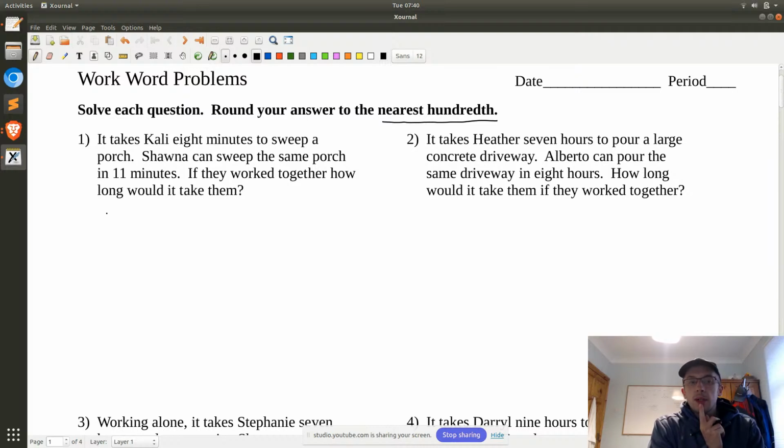Okay, problem 1 says it takes Kali 8 minutes to sweep a porch. Shauna can sweep the same porch in 11 minutes. If they work together, how long would it take them? I mean, this is sort of like assuming things, isn't it? About how sweeping a porch works. Right. I mean, did they even mention that?